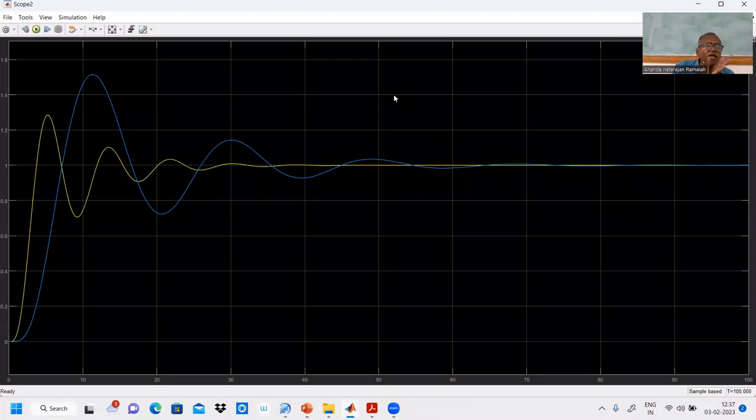See the response. I mode is sluggish. But if you use P as well as I, it becomes smart. It quickly comes, rise time is reduced. Overshoot also reduced, quickly settled. That's why we are using PI. Settling time is reduced, overshoot is reduced, rise time is reduced. That's why instead of using I mode alone, we are using P plus I mode. But P mode, there is no use of P mode when error becomes 0.